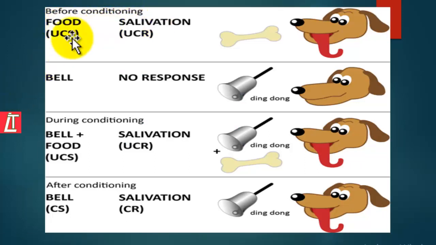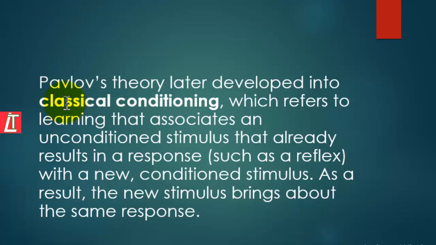Before conditioning, food, then salivation. Bell, no response. During conditioning, bell plus food, salivation. Then after conditioning, only bell, salivation. Pavlov's theory later developed into classical conditioning, which refers to learning that associates an unconditioned stimulus that already results in a response with a new conditioned stimulus. As a result, the new stimulus brings about the same response.